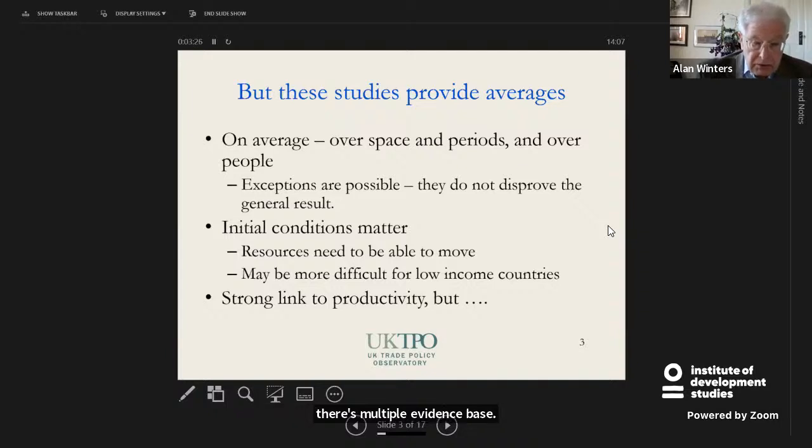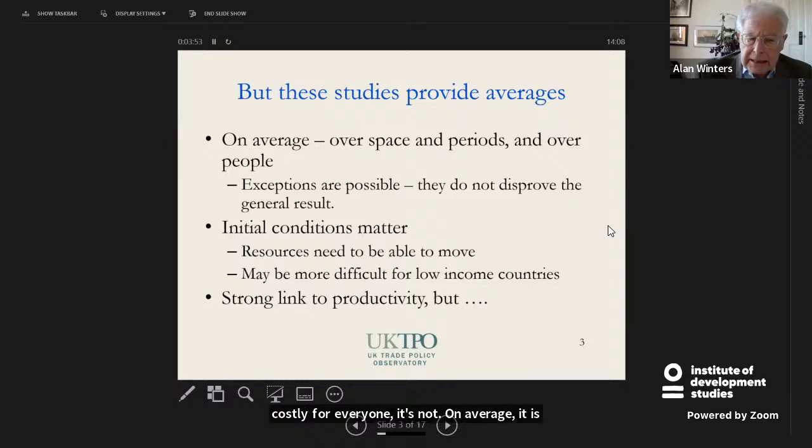We do know now, we've learned that one of the really important initial conditions for trade liberalization helping the level of income is that resources need to be able to move. And remember that that is sometimes moderately uncomfortable. So it's not to say that every trade liberalization is costless for everyone. It's not. On average, it is beneficial.